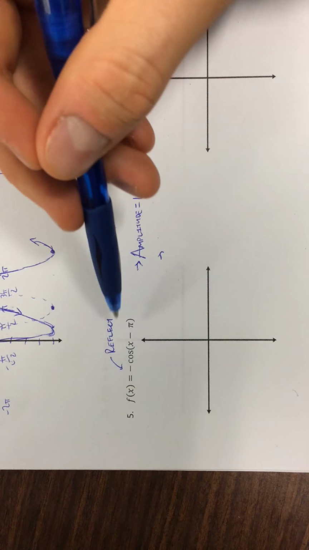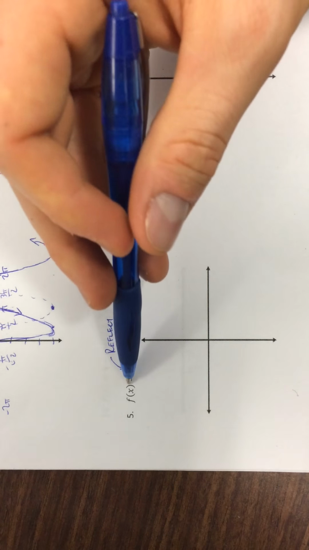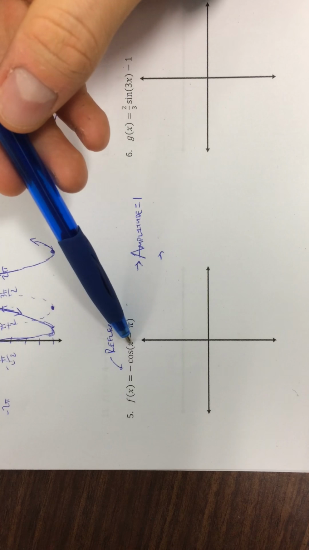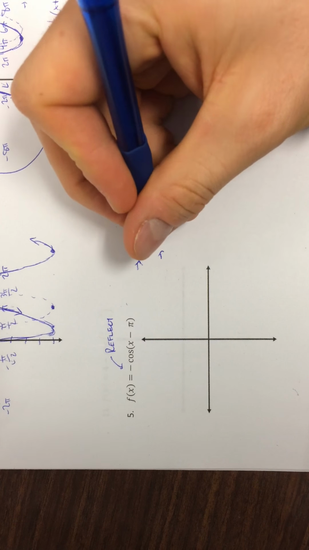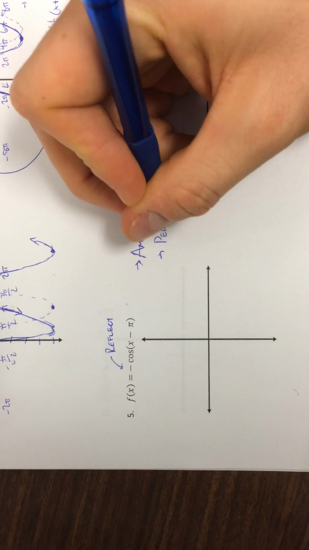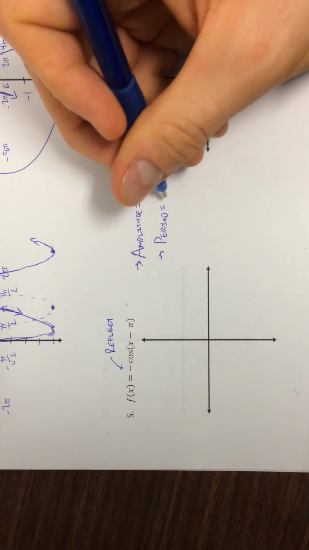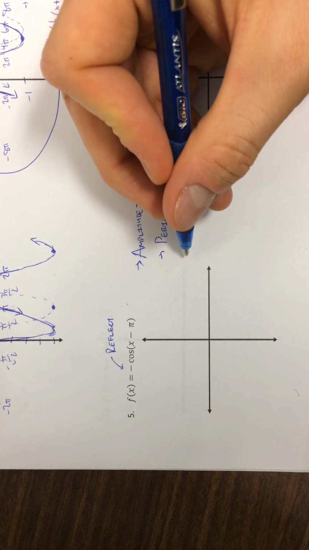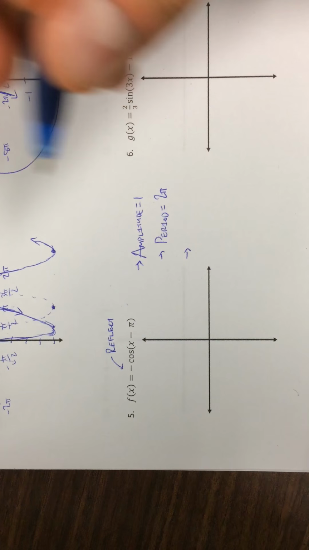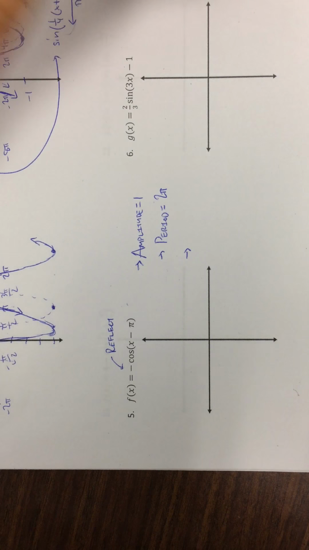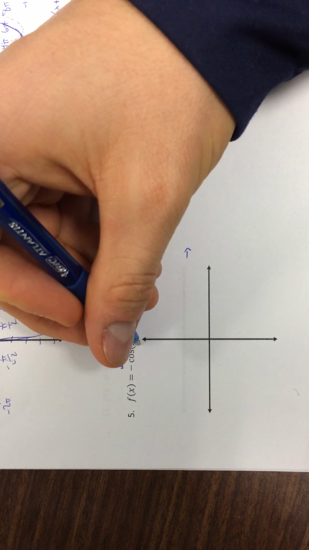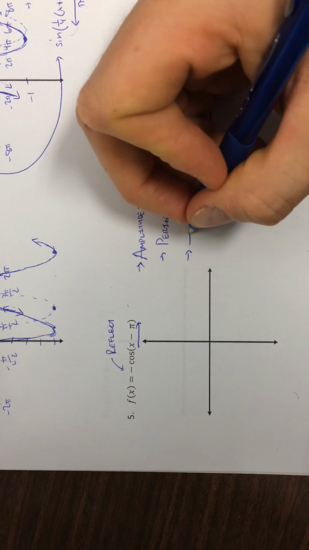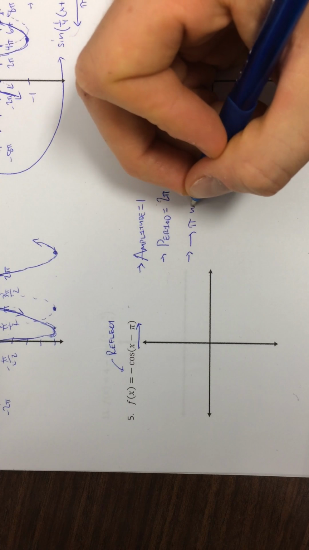We're not adding or subtracting anything outside of the parentheses, so we're not shifting the function up or down. X is not being multiplied by anything. If x is not being multiplied by anything, then our period is 2 pi. Really, we're multiplying by 1, so our period stays at 2 pi. And then subtracting in the parentheses tells us to shift to the right pi units.